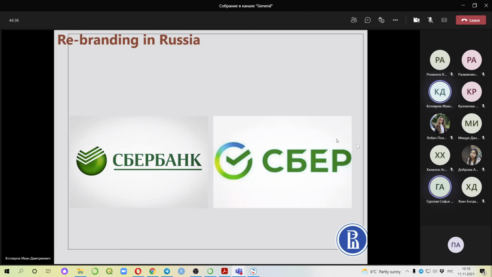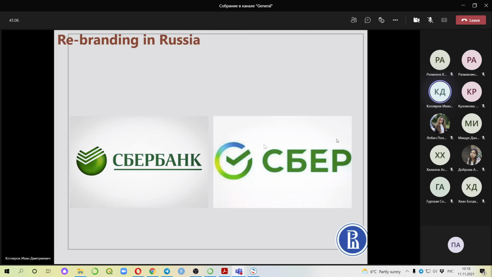Also, I would want to highlight the fact that they changed the font of the letters. It sort of means that they became more modern, because on the left side it's just like Times New Roman, very serious, very fundamental font. On the right, it's much more user-friendly, more modern, more progressive, I would even say. Okay, absolutely correct.